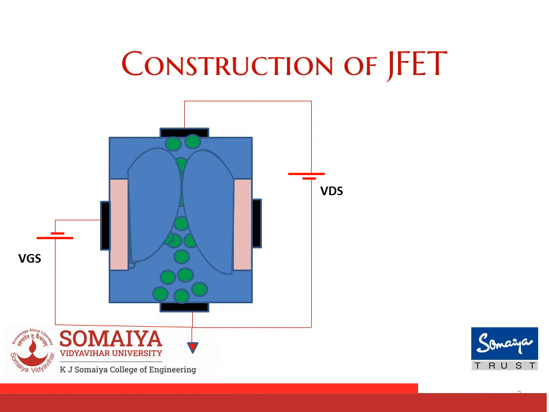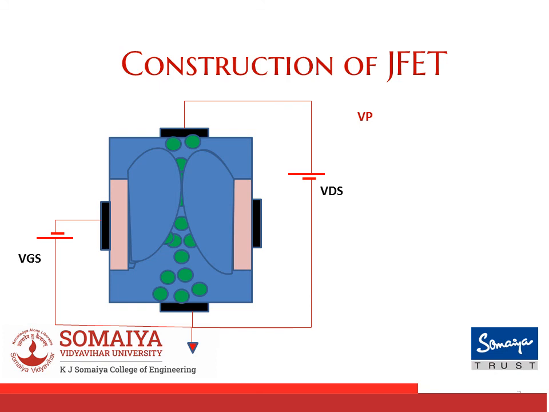If I increase my VGS further, there will be a point where the channel width becomes 0, and hence there will be no charge carriers traveling from my source to drain, and my current ID becomes 0. This is when I say my channel has got pinched off and my current becomes 0. This point is when I have applied maximum VGS. This voltage is also termed as VP, the pinch-off voltage.